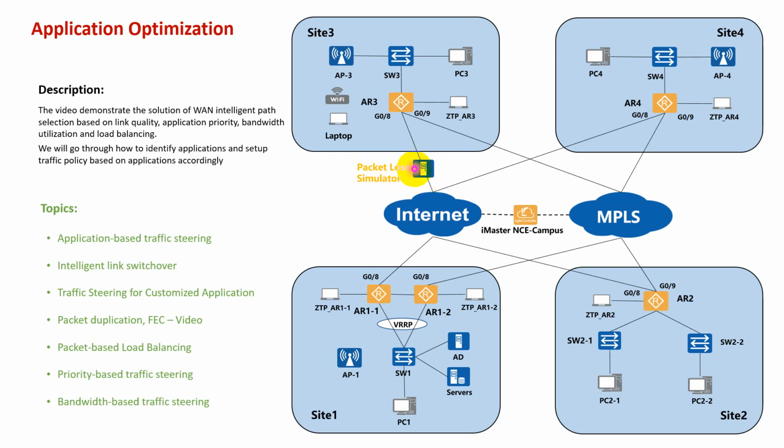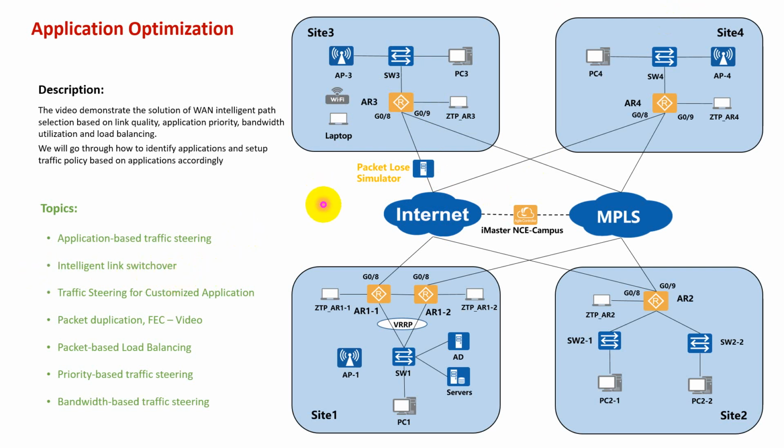The emulator is to simulate link quality issues, such as packet loss, delay, and jitter. The reason I add this server is because we are going to test the intelligent link switchover, so we need some tool to break the link quality. As you can see, our WAN emulator is deployed between the AR3 and the internet link. So remember that we're going to use AR3 to test the intelligent link switchover test cases.